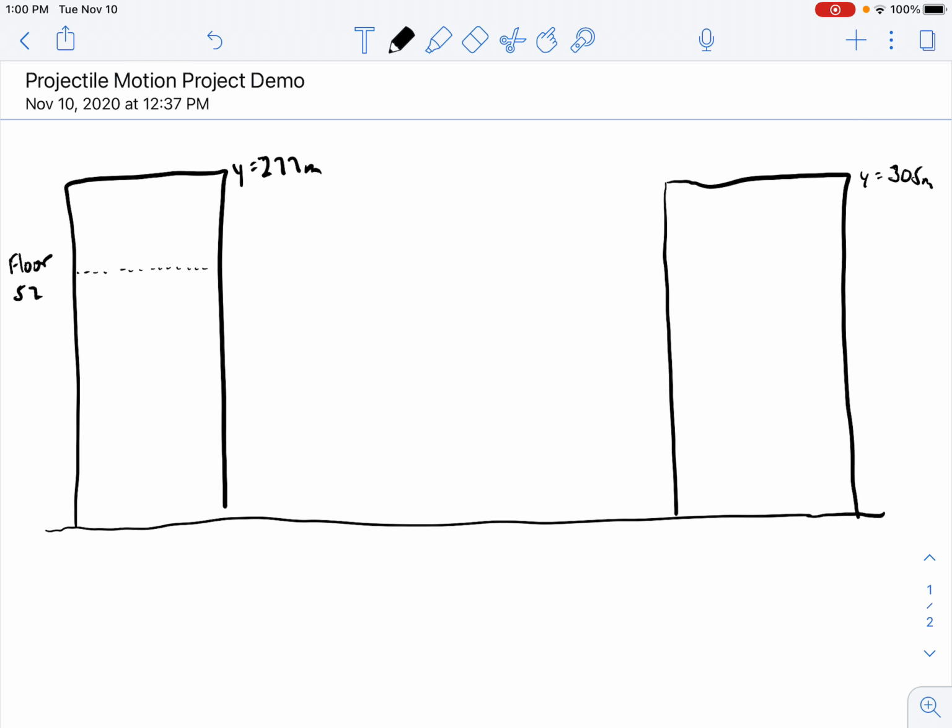And if we think that each of our floors is going to be 4 meters tall, if we do 52 times 4, that is going to give us a value of 208. So we're going to say that we're going to start here at a height of 208 meters.